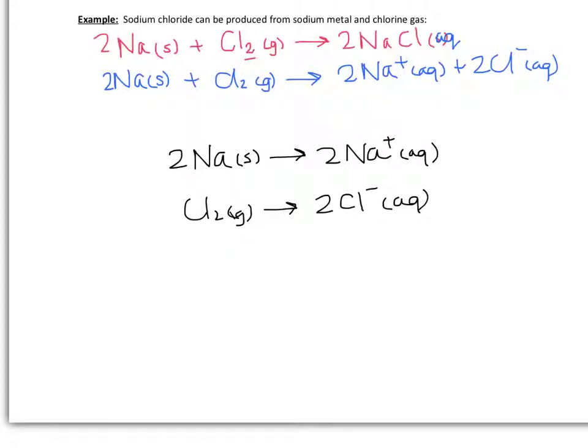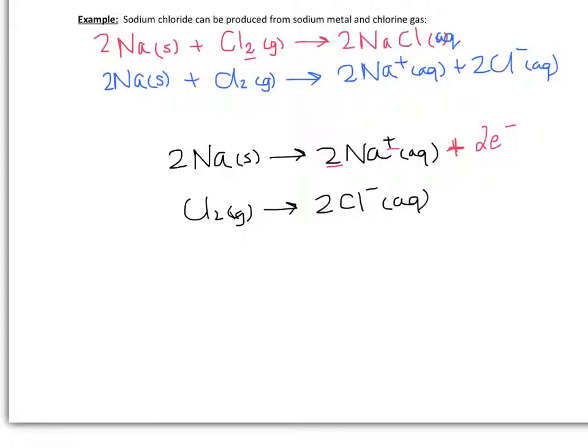Going back to the first half reaction, on the reactant side, this has an overall charge of 0. On the product side, we have an overall charge of 2 positive. We can only add electrons to the higher number, so I'm going to have to put those on the product side. And again, in order to make 2 positive go down to 0, we have to subtract 2.